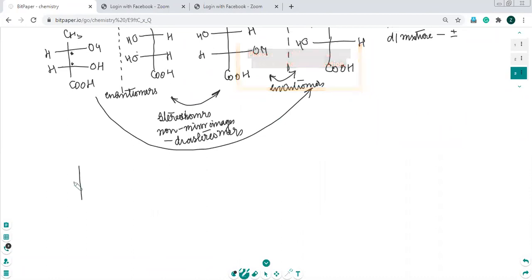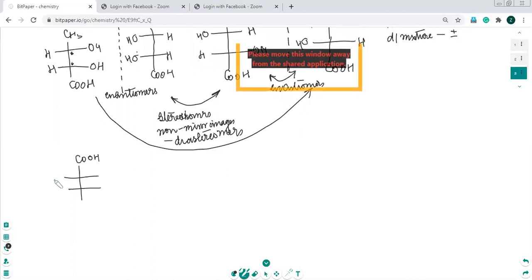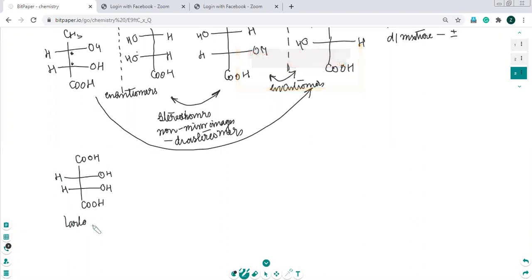Look here. Let me draw a very similar molecule. See here, I'm putting COOH here. All others remain the same. H, OH, H, OH, and COOH. Okay. Now this compound is called tartaric acid.